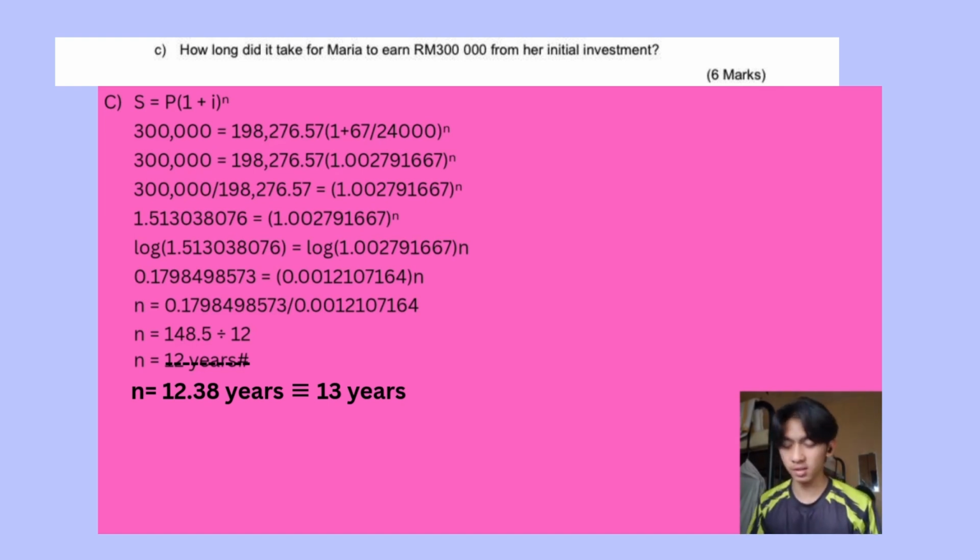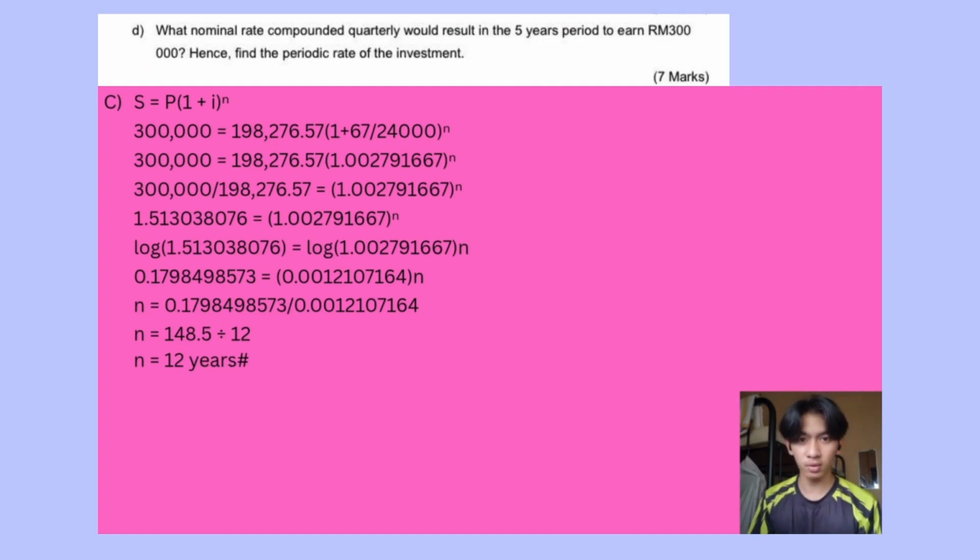But we need to answer in years. So 148.5 months, we divide by 12. So it will give us approximately 12 years. So N equals 12.